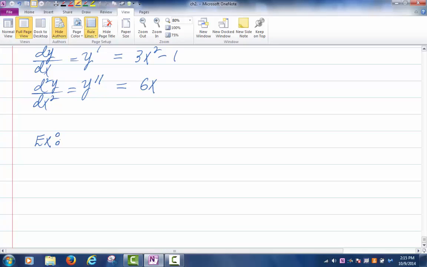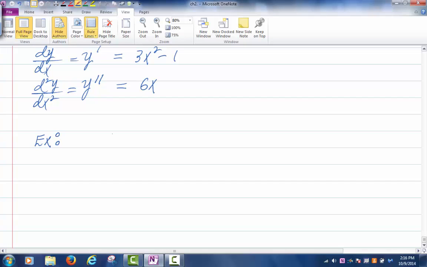Let's try to do another example. Does anyone know which problem, the problem that is due today on finding the second derivative? Does anyone have that problem? Do you have it in front of you? Can I see that? Okay. Let me do that problem as an example.